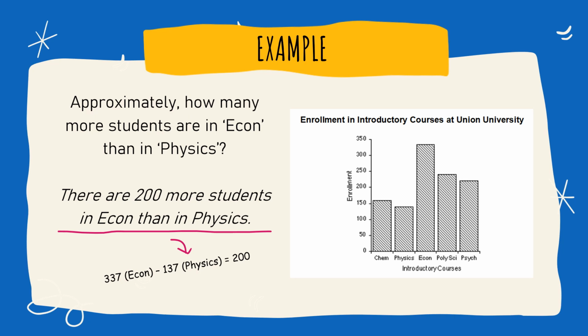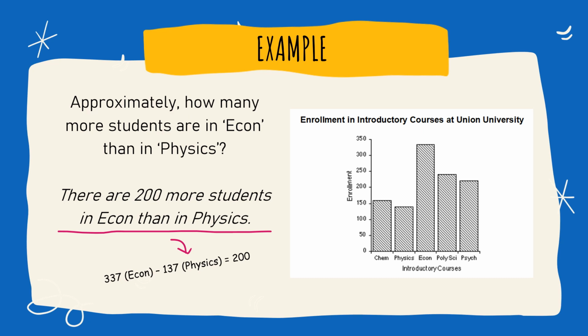So here is an example of an extracting data question. Approximately how many more students are in econ than in physics? You have to look at the visual text and find the difference in the amount of enrollment between the subject econ and physics. So basically here you need to do a simple calculation, and in this sense it is subtracting. The amount of enrollment in econ minus the amount of enrollment in physics.